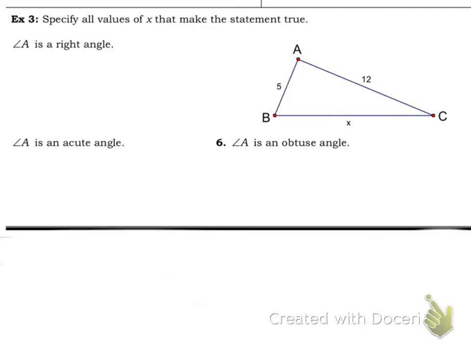Okay, last thing we're supposed to do is specify all values of x that make a given statement true. So I guess this would be kind of an example. All right, so if I have 5, 12 and I'm missing x, and I want angle A to be my right angle, that means the side opposite of it is my hypotenuse. Okay, so that's my hypotenuse.